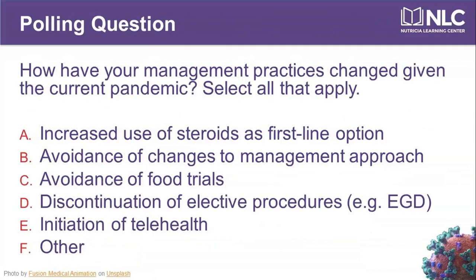So one last polling question, just to ask what y'all have experienced out there in terms of how you've changed any management relating to the pandemic. Did you change your use of steroids? Did you avoid making any changes? Did you avoid doing food trials? How many people were unable to do elective procedures? The other thing that we really initiated a lot of was telehealth, where we went through a few weeks where we did almost 100% of our visits via telemedicine. Now we're back to seeing patients in the office almost exclusively again. But there were a few weeks where it was literally almost 100% telemedicine visits. So I'd be curious to see what you all say.